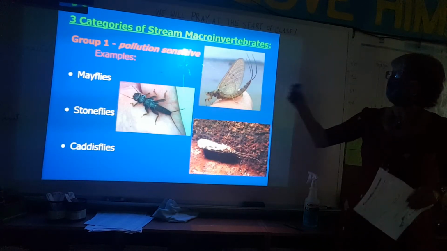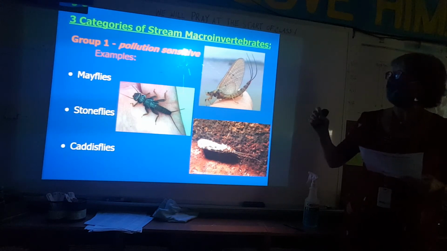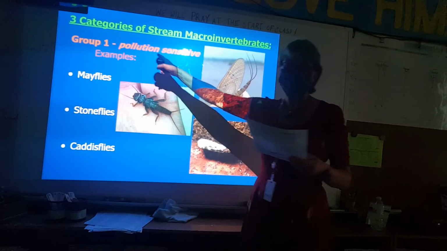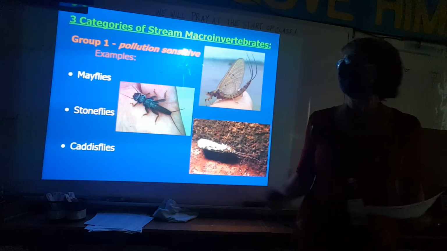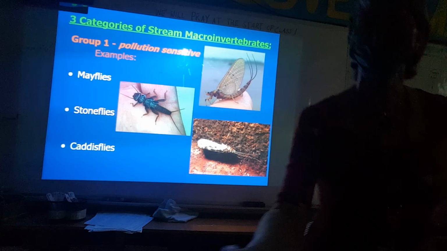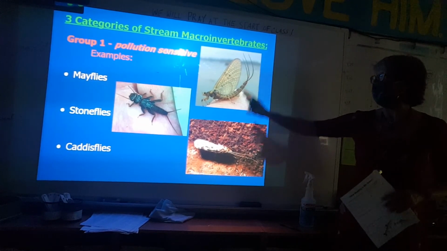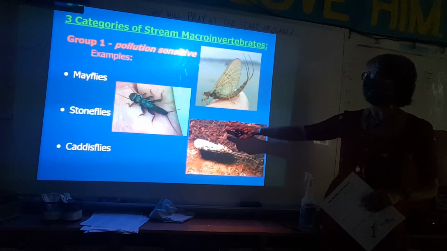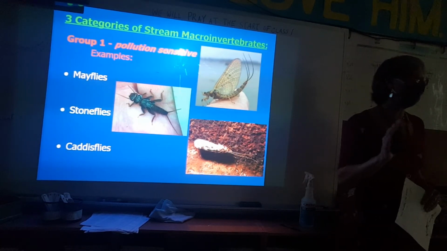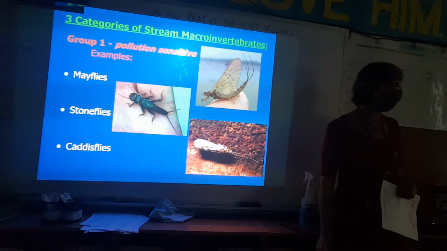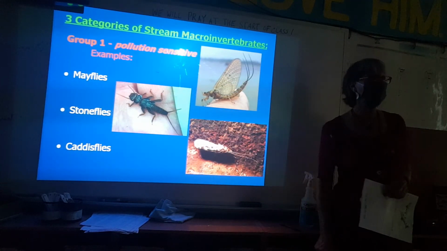So we're going to look at 3 categories, okay? The first category are mayflies, stoneflies, and caddisflies. They are pollution sensitive. Please write that down, pollution sensitive. So that means that if these critters are in the water, they're only there if the water is very, very clean because they're very sensitive to pollution. They will not survive in pollution. So if you have these things, you've got good, healthy water.